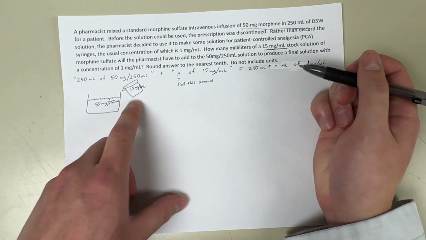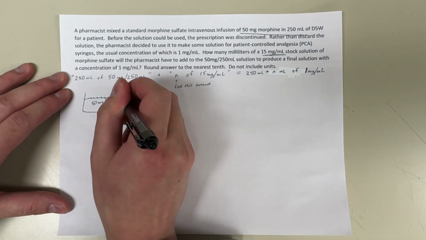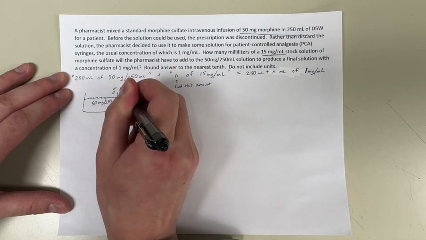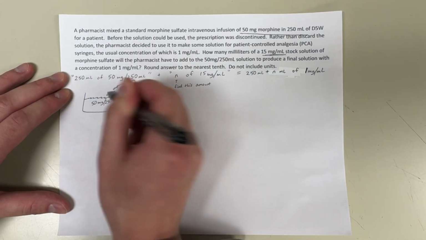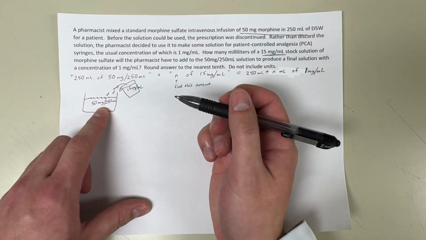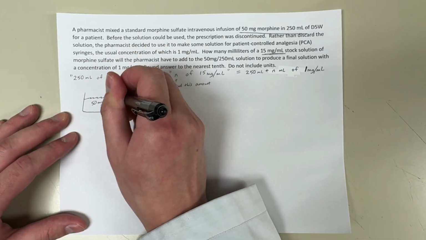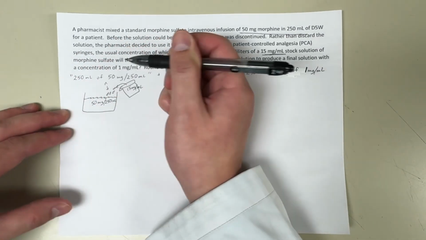This stock solution bottle is technically infinity, right? Because stock kind of means you have an infinite amount. Because we need to know how much of this liquid here I'm going to add to this 50 milligram per 250 milliliter concentration. So these drops as amount would be the n that I'm trying to calculate.